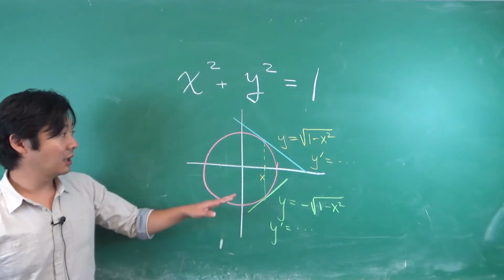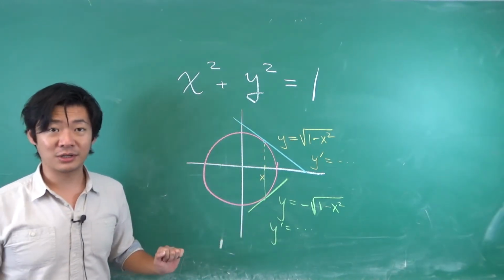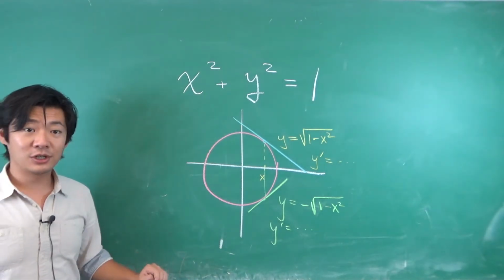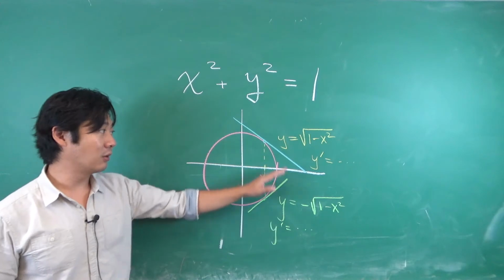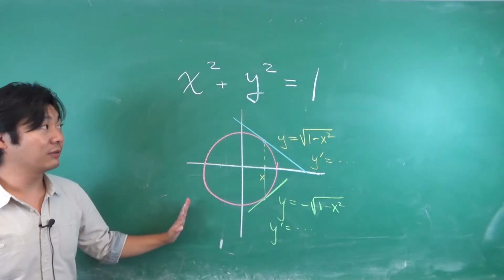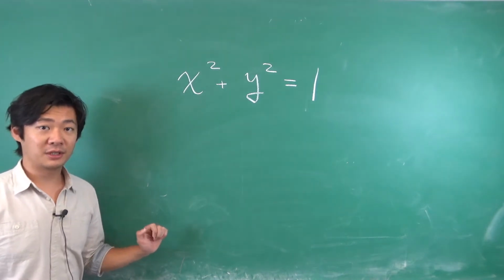So it seems like when we're on this side or this side of the circle, we'd have to use two separate equations. But implicit differentiation is one way to avoid having to solve for y and just take the derivative from this equation. So how can we do implicit differentiation?